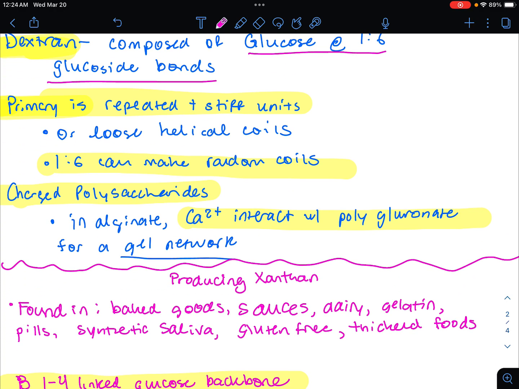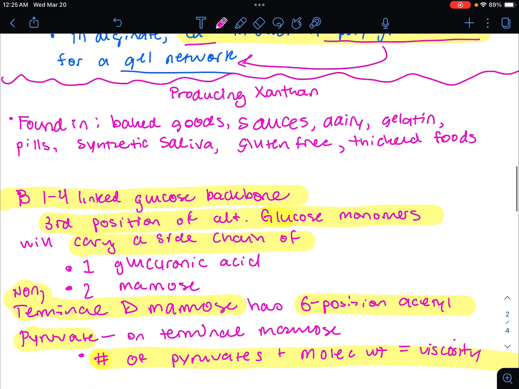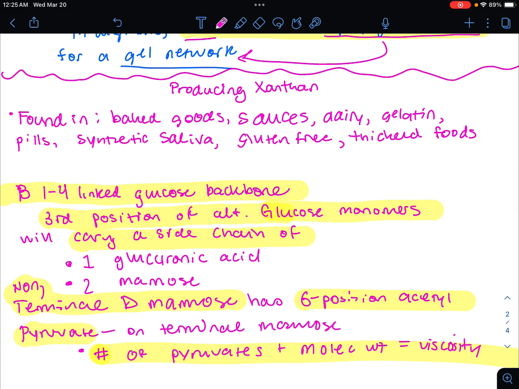More on the structure. Primary, again, it's just the repeated and stiff units. And you could also have these coils, too. Crumpled ribbons are another thing. They're going to be for 1,6. And these could make random coils. The 1 to 6 linked polysaccharides make these random coils. For charged polysaccharides, however, you're going to have this interaction between ions. So in alginate, calcium will interact with polyguluronate, and you're going to make this gel network. Let's talk about the specific production of one of these polysaccharides, xanthan.